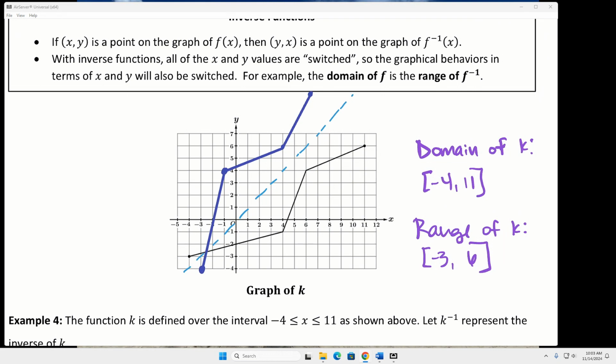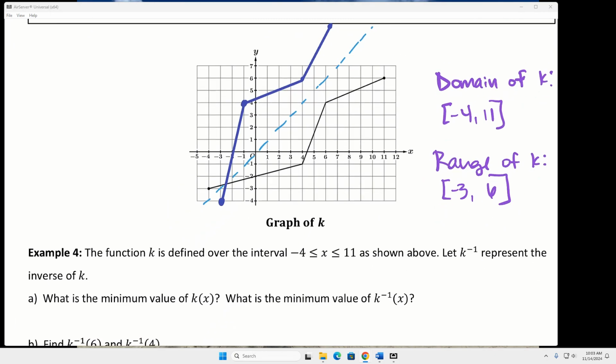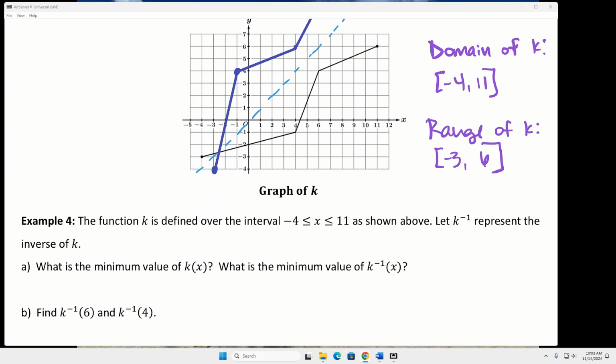Okay, and so let's look at this. We're going to answer questions about K, and we're going to answer questions about K inverse. So what is the minimum value of K? So the lowest y value in K, -3. And you can look at the range. The lowest y value is going to be the left number of the range.